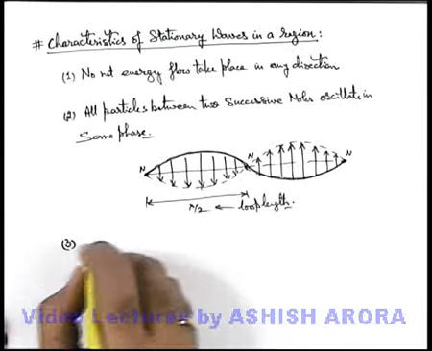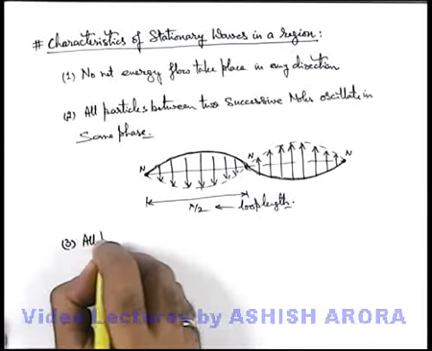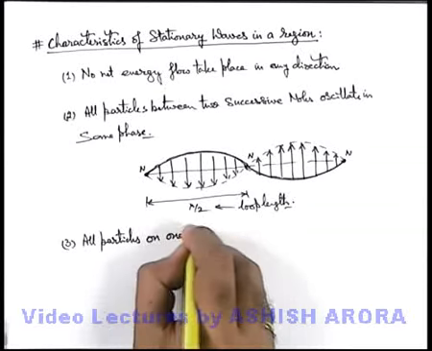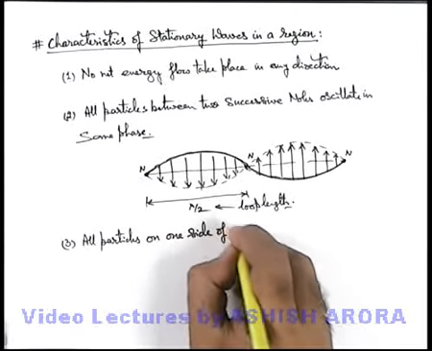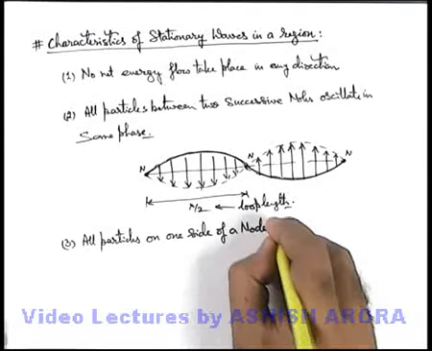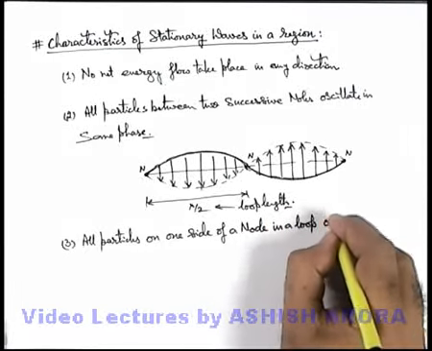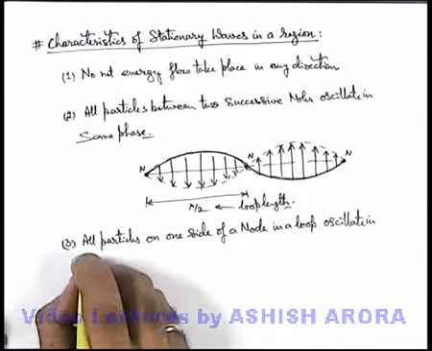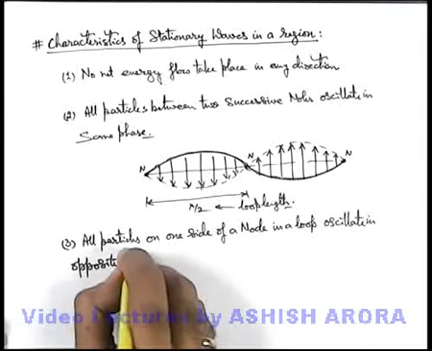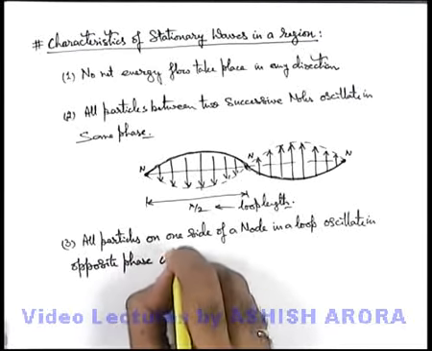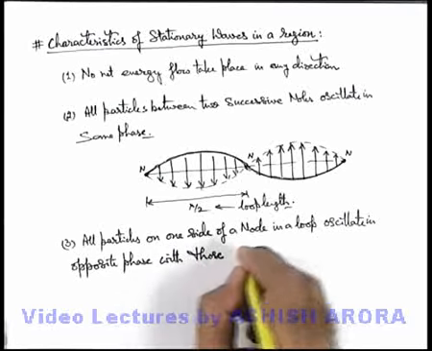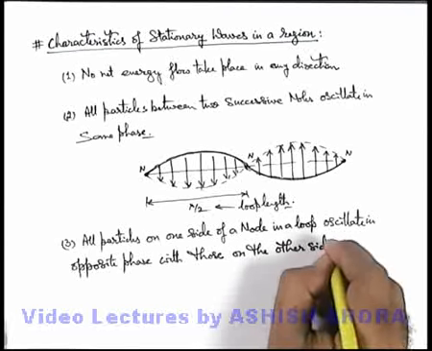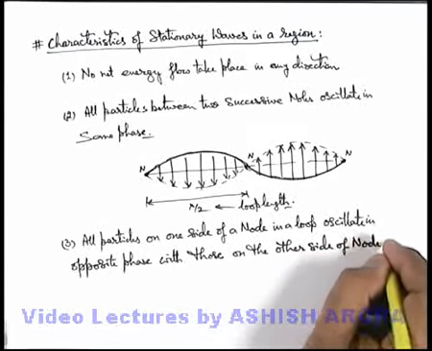Similar to this, another point we can define, that all particles on one side of a node in a loop oscillate in opposite phase with those on the other side of the node in a loop.